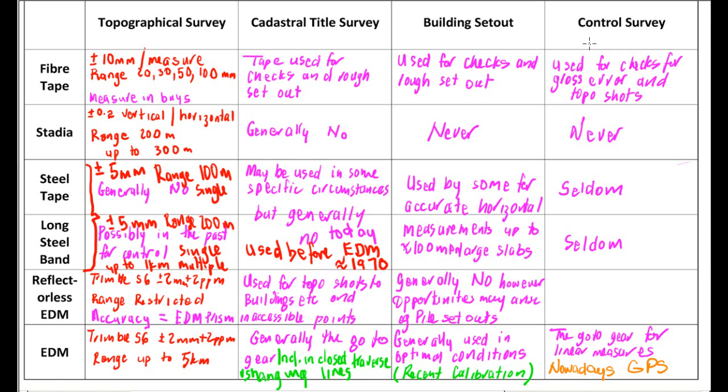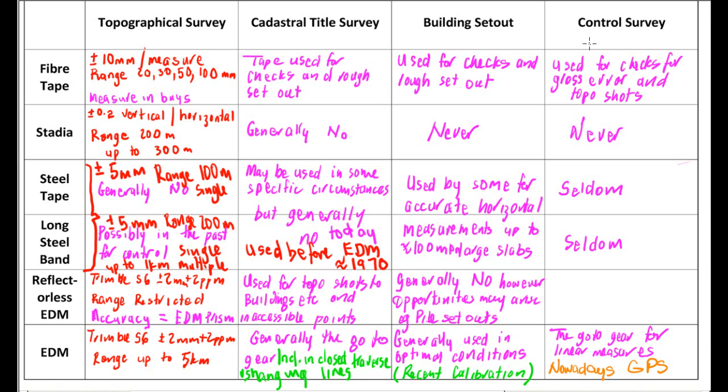Control survey, again, used for checks for gross error, and possibly little topo shots for location diagrams and what have you. So yeah, the old fibre tape, it has its place, but we must be careful that we don't exaggerate its accuracy. It's not the most accurate.